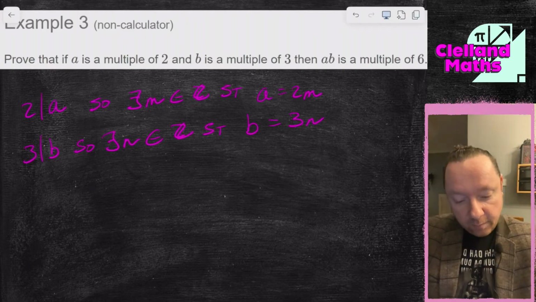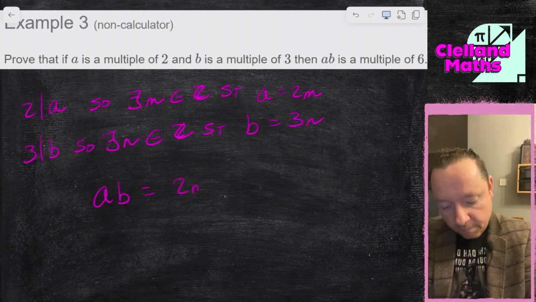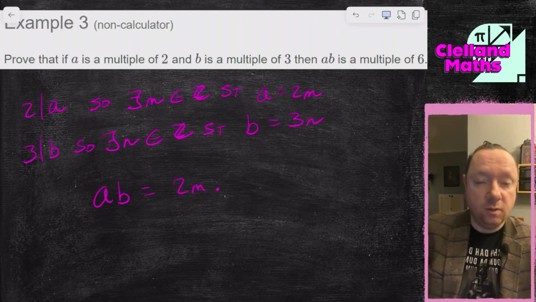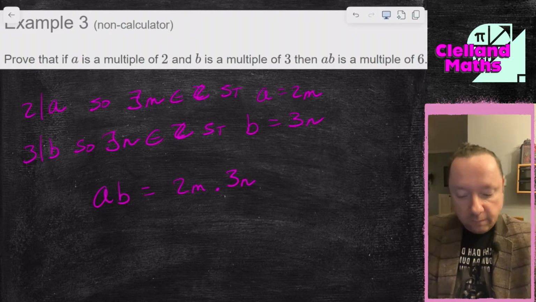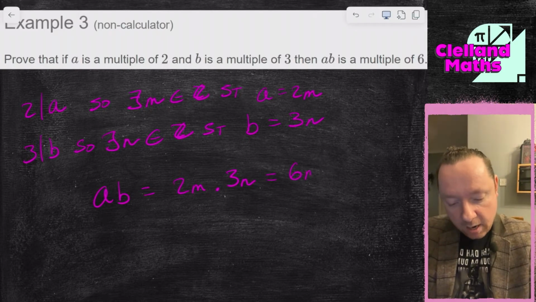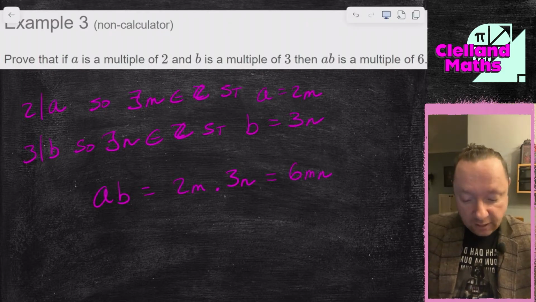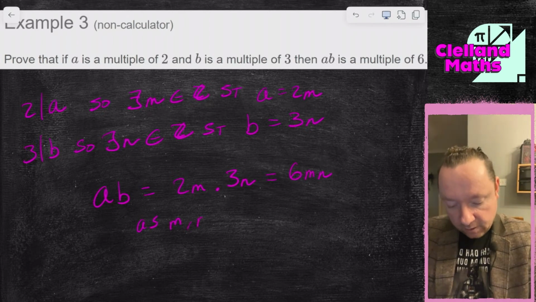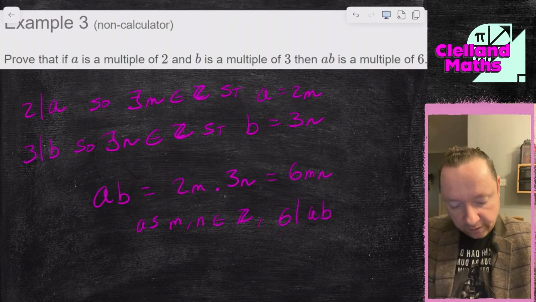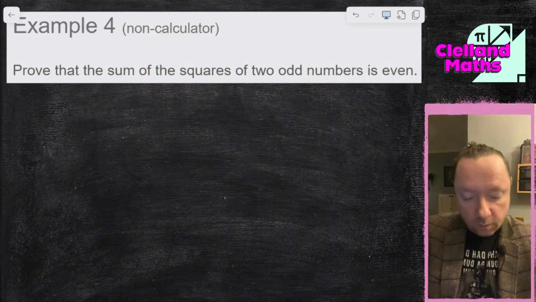We have to find out if AB is a multiple of 6. So A times B equals 2M times, dot for times to make sure we don't look at x's, 3N. So that's 2 times 3 is 6MN. Well, 6MN. Therefore, 6 goes into A and B. So we can just say as M and N are a member of Z, 6 divides AB. And we're done there.